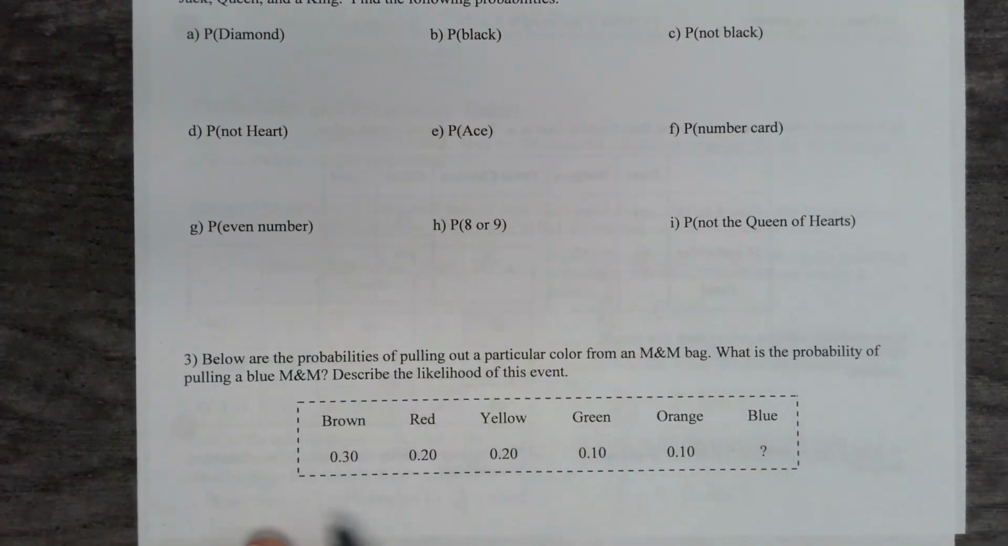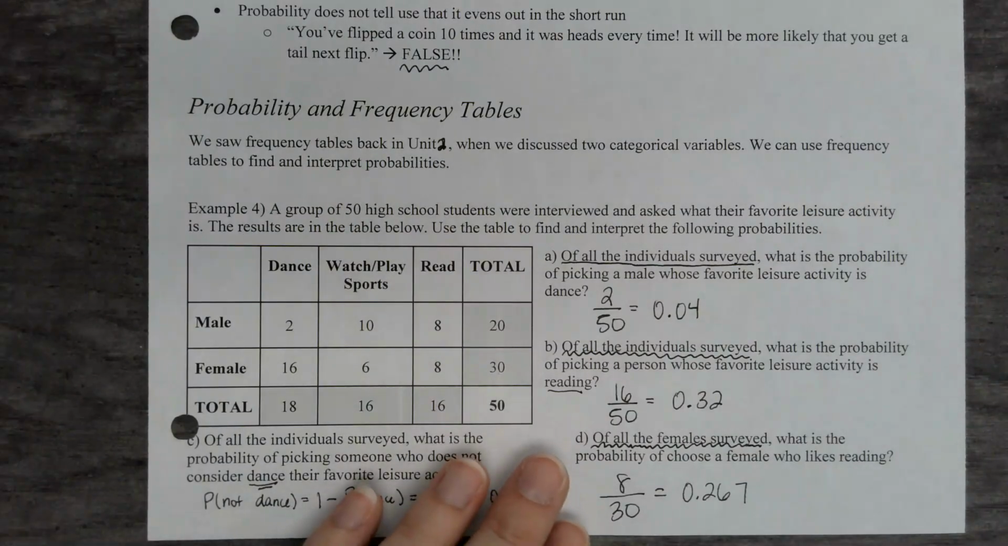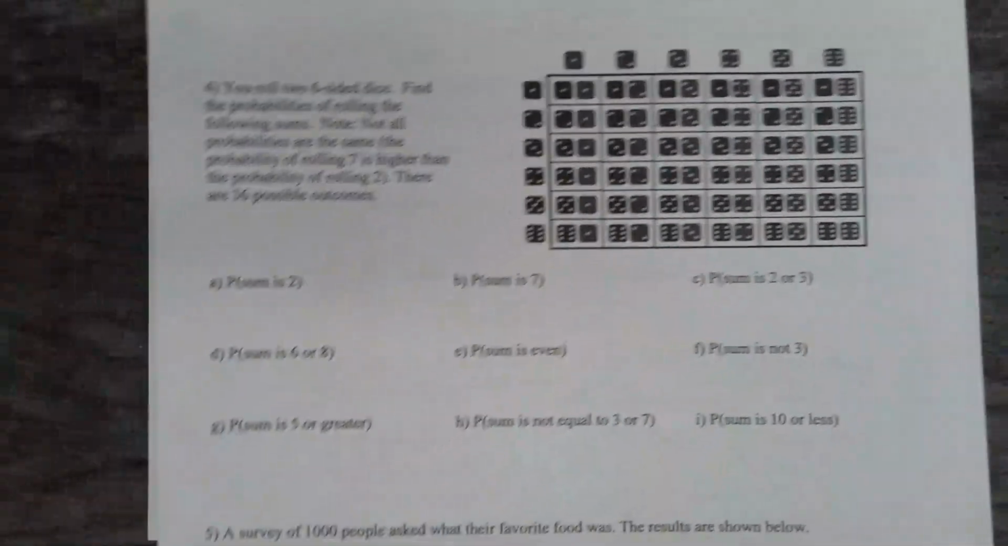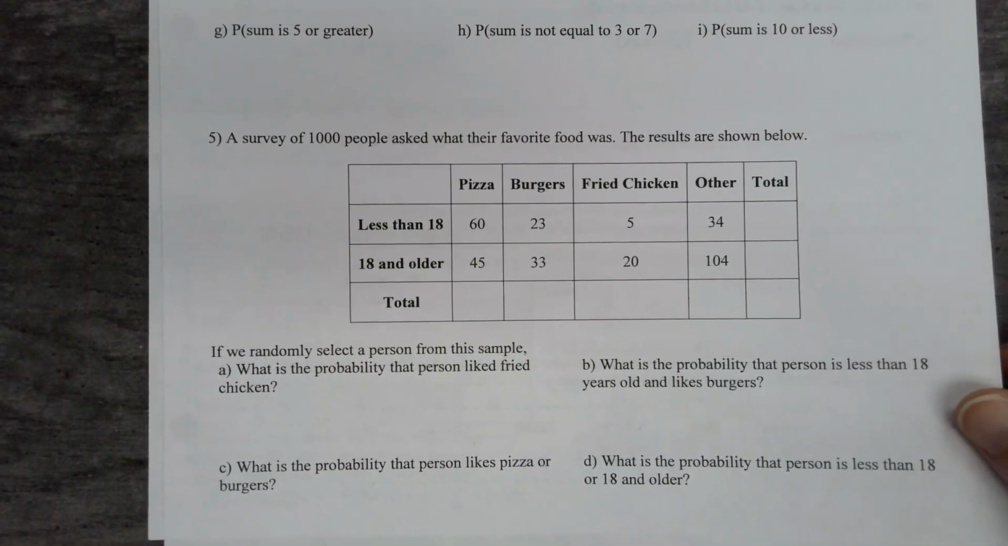And then you also have describing how likely that event is. So find the missing probability and describe the likelihood of that event. Use that number line that I showed you. And then we also have some dice, and then also a two-way table that you kind of have to fill in for your totals.